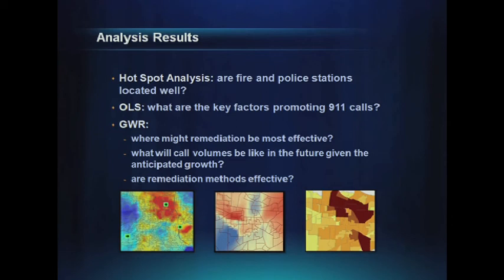She then used OLS to try to identify what are those key factors that contribute to 911 call volumes. And where those factors had remediation implications, her GWR analysis of the coefficient values suggested where those projects or programs might be most effective, or where they might have their biggest impact. And finally, Lauren could use GWR to predict what we anticipate the call volumes are going to be in the future. And this not only helps the community to anticipate what they're going to expect in terms of 911 call volumes, but it also provides a yardstick for measuring how effective any of those programs might be.